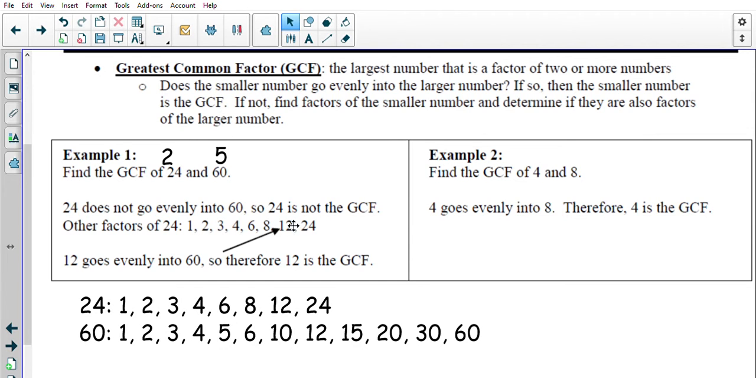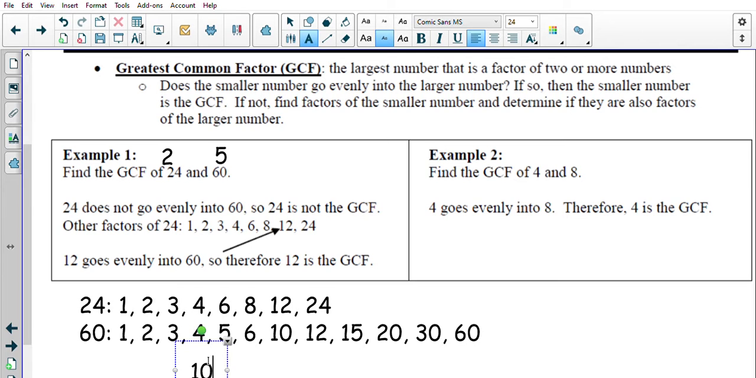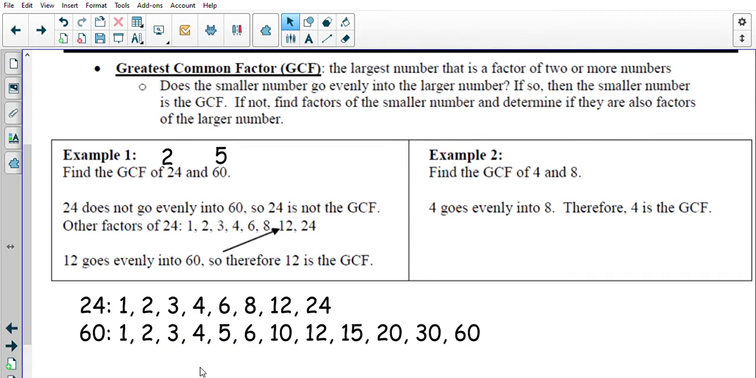If, let's say, I chose 6 instead, 60 divided by 6 is 10. I'm just going to type this down here at the bottom. And 24 divided by 6 is 4. And 10 and 4 still both divide by 2. So that tells me that maybe 6 is not my greatest common factor. In fact, it will not be my largest common factor.